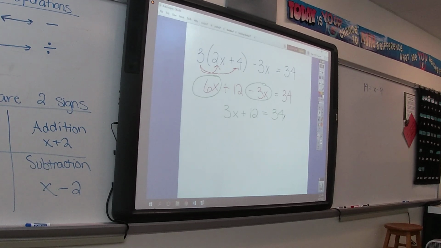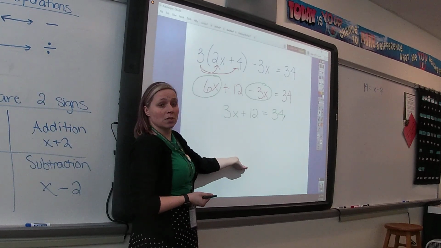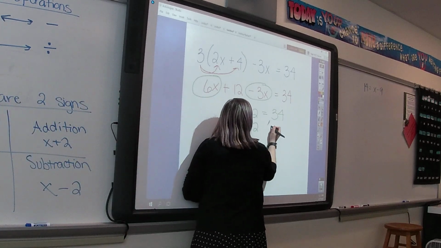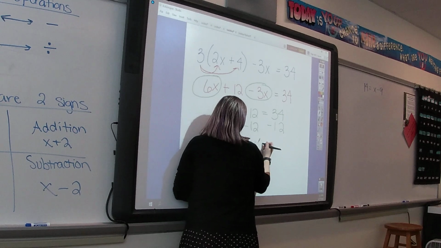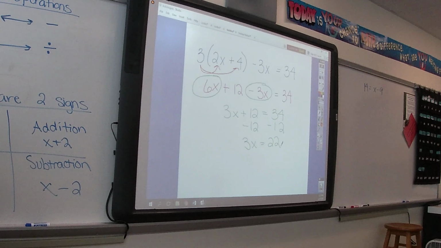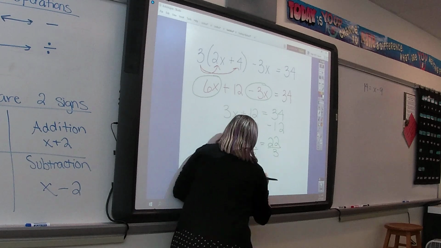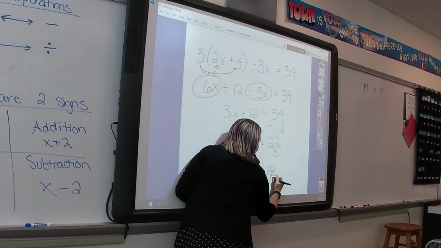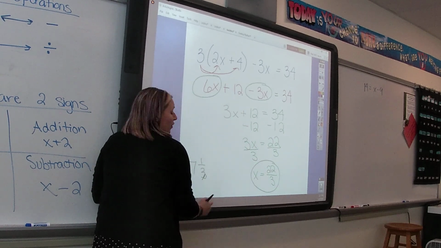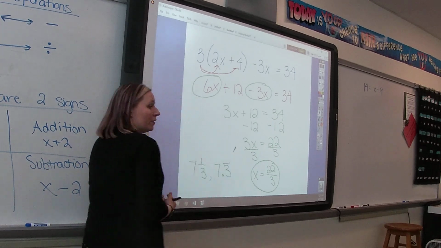Do we have a large fraction? No. So we're down to something we know how to solve. So Ephraim, what do you want to do next? Subtract 12. Imani, what are we going to do last? Divide by 3. Right, and we can either leave this as 22 over 3, or we could write it as 7 1/3. Or for all you decimal lovers, 7.3 repeating.